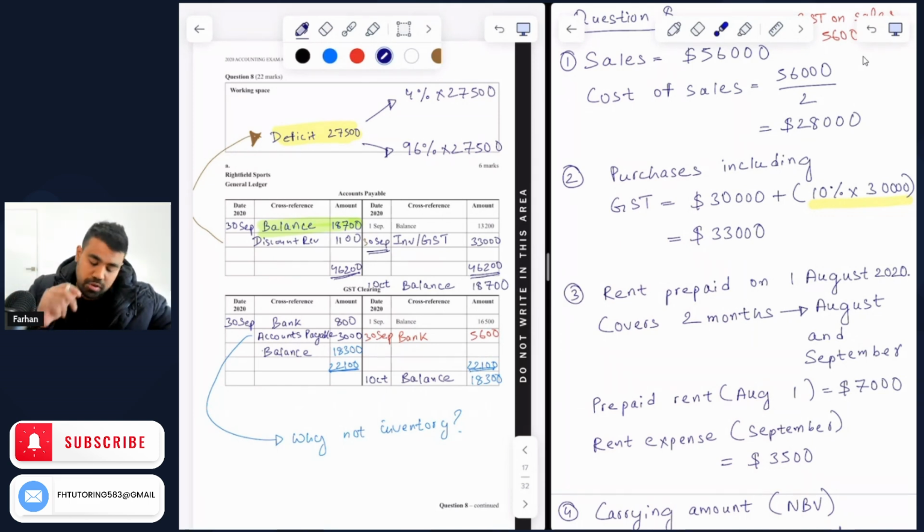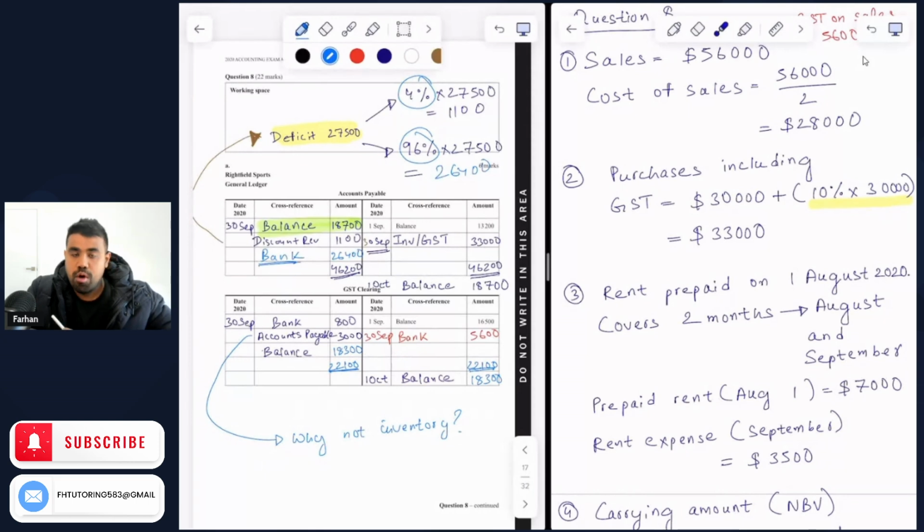So the discount revenue is $1,100, which means if we are getting 4% as discount, then the 96% is what we will actually be paying our accounts payable, and that is 26,400. So this 26,400 refers to the payment that we need to make, and the payment is going to go from the bank account. That is why we're writing bank 26,400.